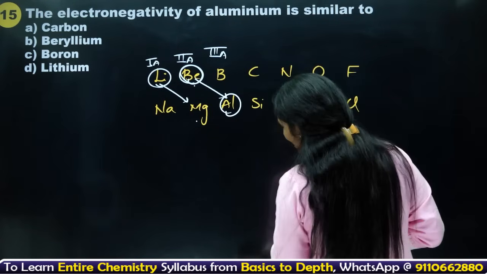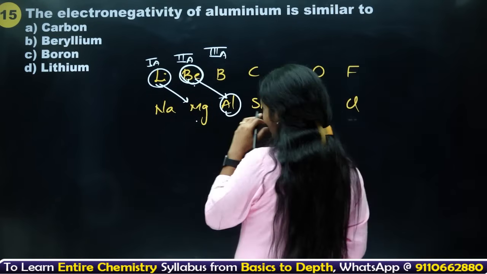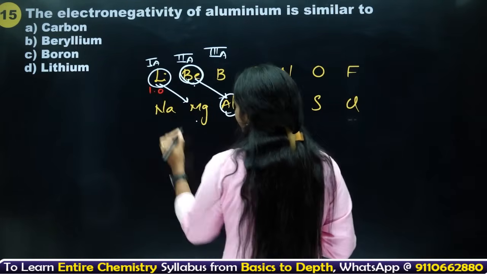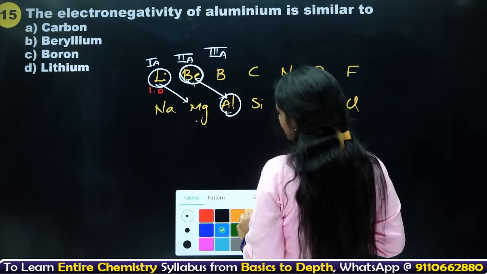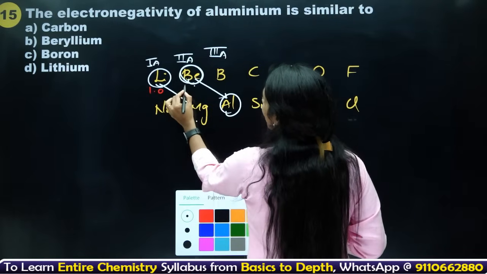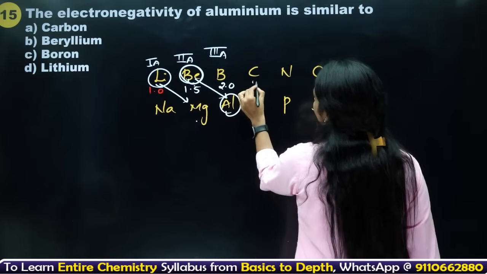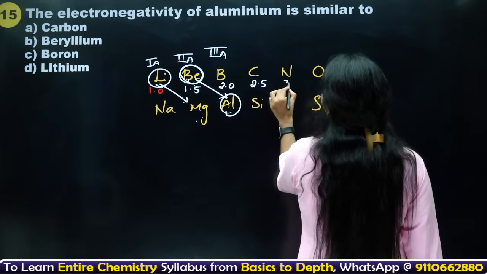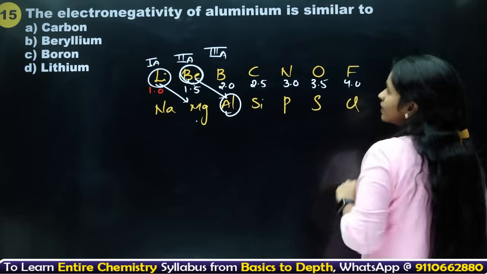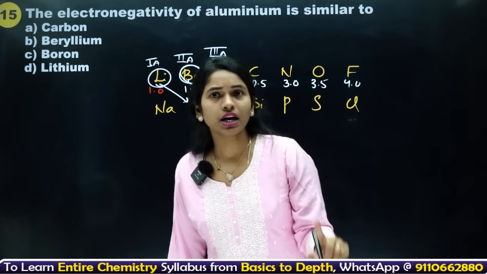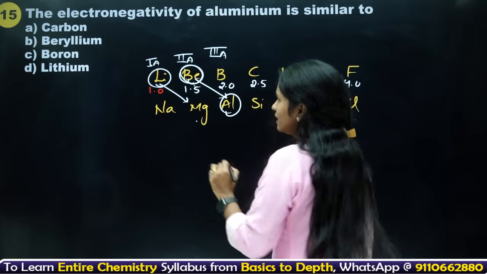Let us see. One technique I will tell you to remember. Actually, here it is not needed, but it will help you. This electronegativity is 1, and this is 1.5. Add 0.5: 2, add 0.5: 2.5, add 0.5: 3, add 0.5: 3.5, add 0.5: 4. Just from lithium you start, add 0.5 each time and you go. Easy.